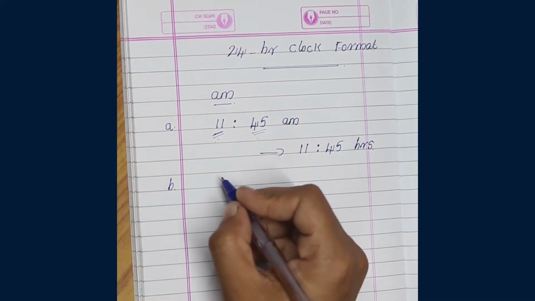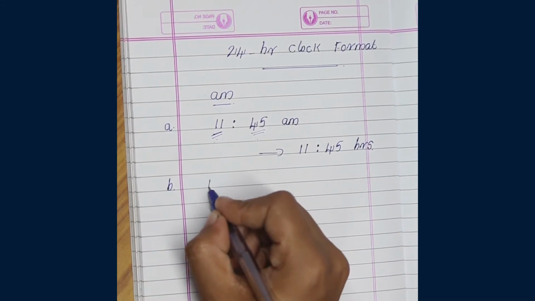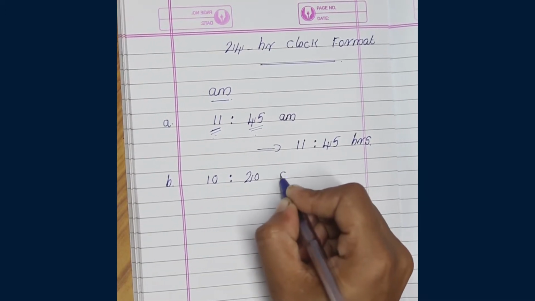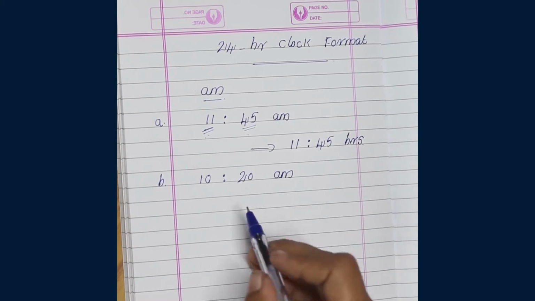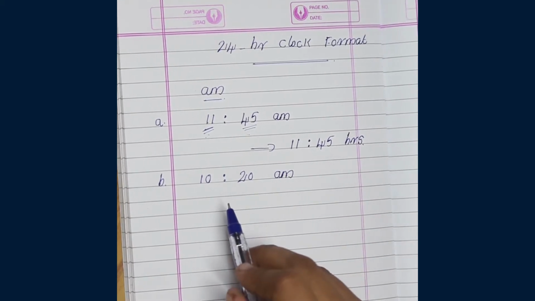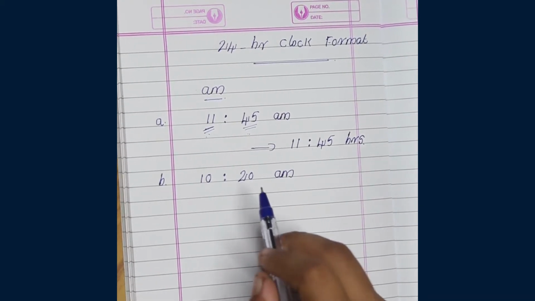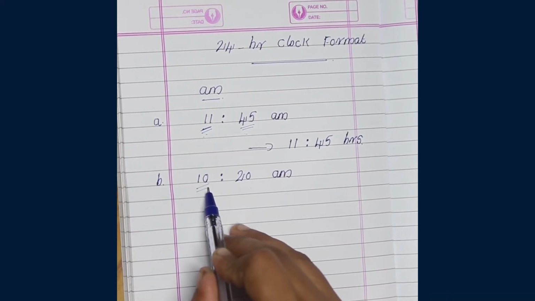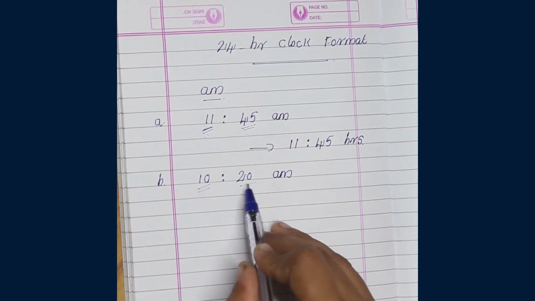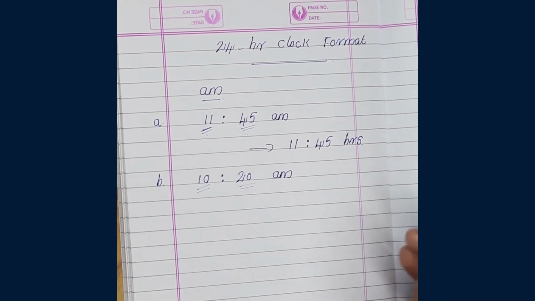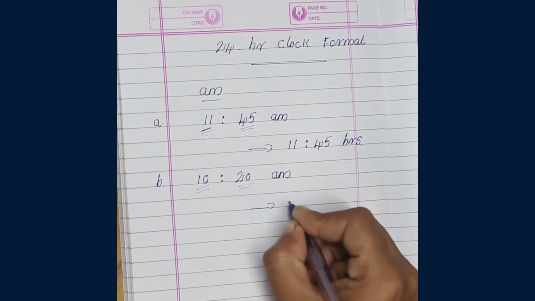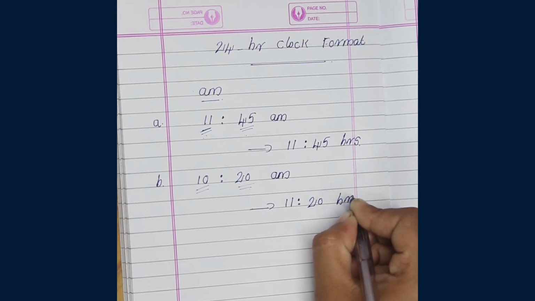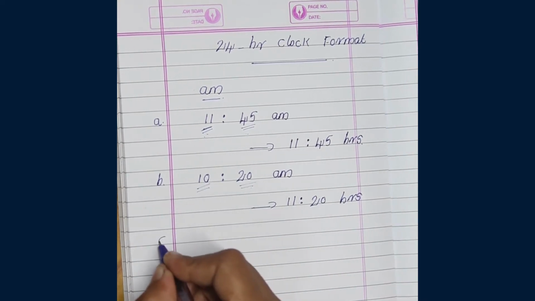The next example, 10:20 AM. In 24-hour clock format, we want 4 digits. The first 2 digits from the left side are expressed as hours. Then the second 2 digits are expressed as minutes. So the time is written as 10:20 hours.